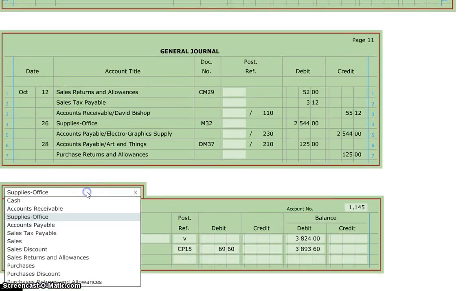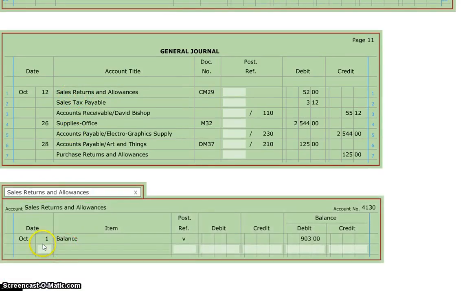We're going to go down here and open sales returns and allowances. We're going to plug in the date, October 12th. We're getting this from G11 for General Journal, page 11. And the sales returns and allowances is a debit of $52. We're plugging in our $52 here. We have a normal debit balance and a debit entry, so we are going to add those two together. When we add the 52 to the 903, we now have 955. And then we stick the 4130 up here to show that we have posted that.